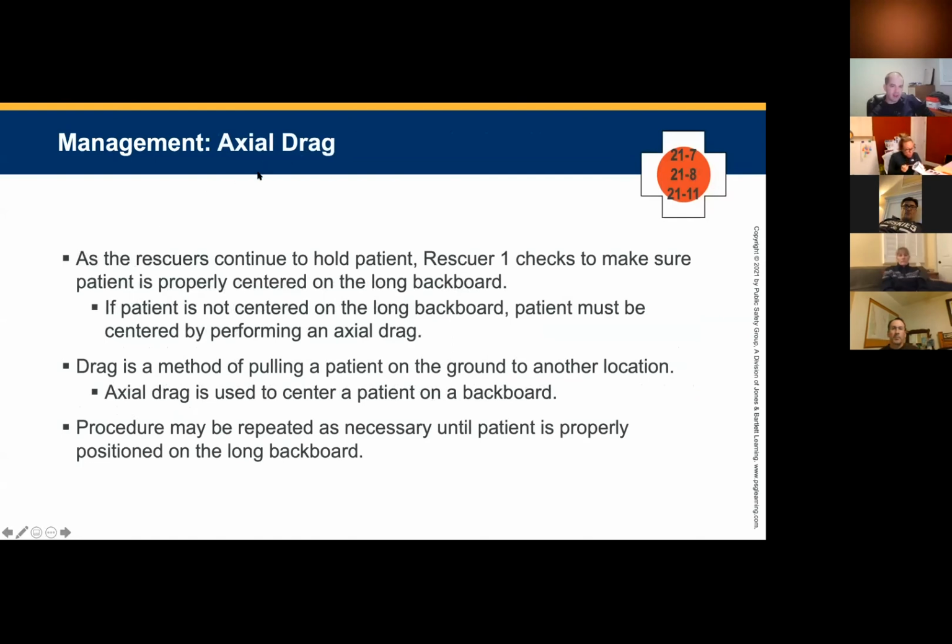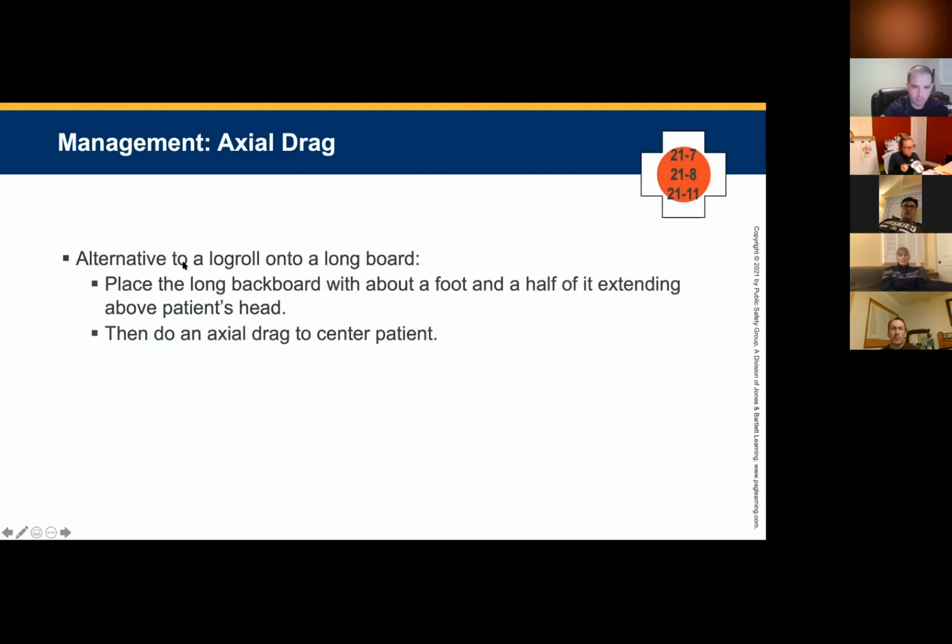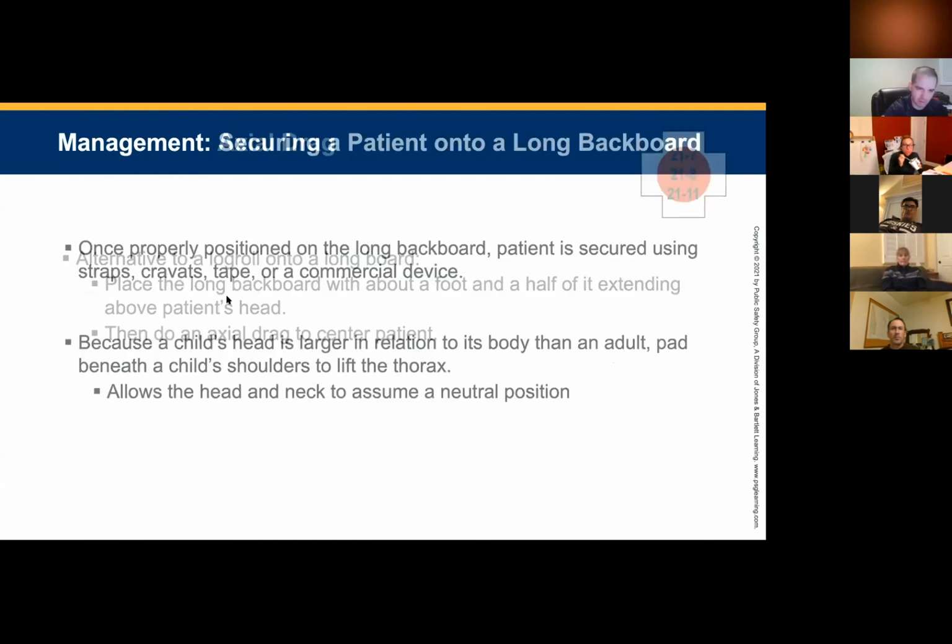Talking about an axial drag. An axial drag means that we're moving the patient in the axis of the spine. We want to make sure that we do a drag versus a pull or a push because we want to keep the spine in line. Typically we'll do axial drags once the patient is on a backboard to position them properly. This will be one of those skills that we go over once we all meet. You can also move somebody onto a backboard using axial drag. Once again, we'll go over that.